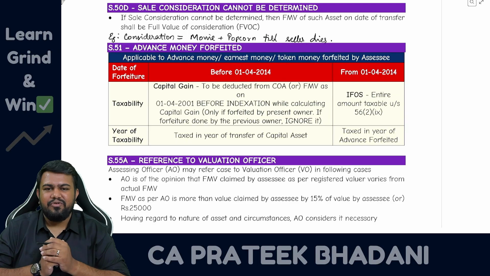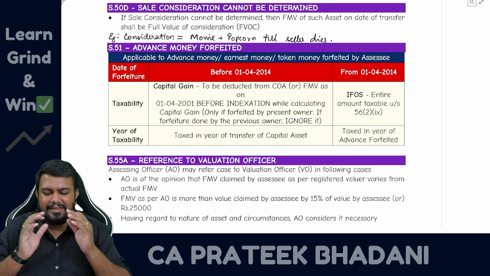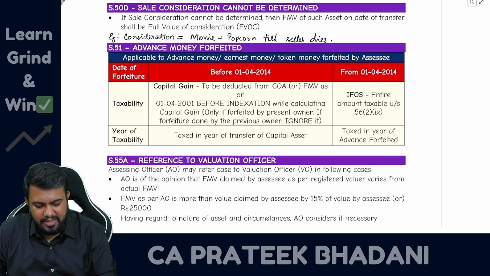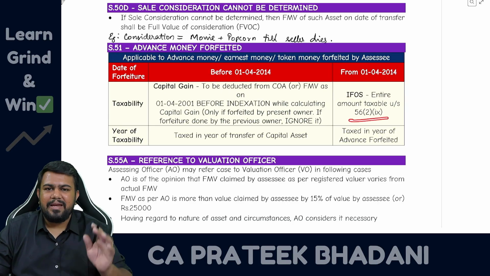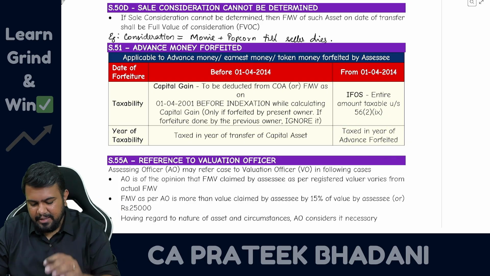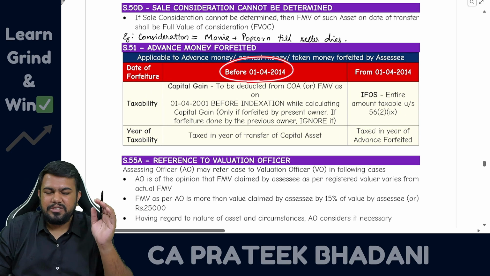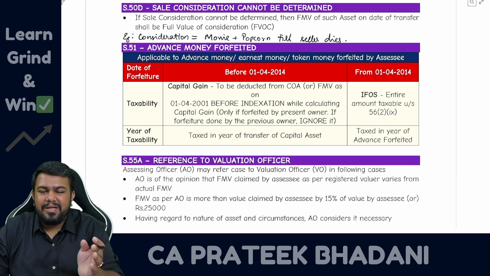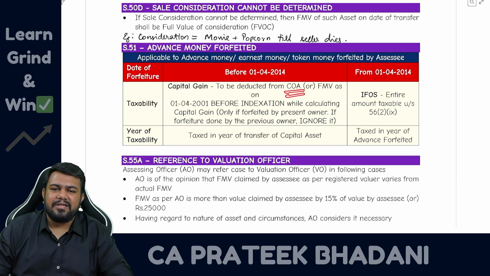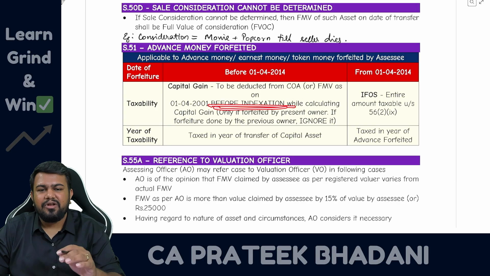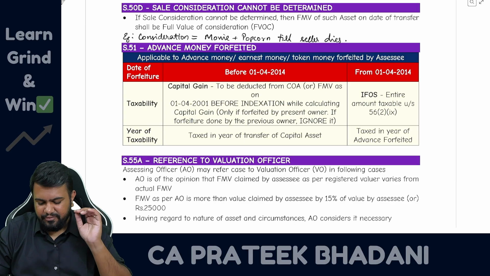In case of advance money forfeited, it is an income for the assessee. That is why from 1/4/2014 onwards, whatever amount of advance money is forfeited will be treated as income under income from other sources under section 56(2)(ix). It is taxed in the year of receiving the advance. But before 1/4/2014, what was the position? Before 1/4/2014, whenever there is an advance money forfeited, that has to be reduced from the cost of acquisition of the asset. From the cost of acquisition, you have to reduce before doing the indexation, if at all indexation is applicable.